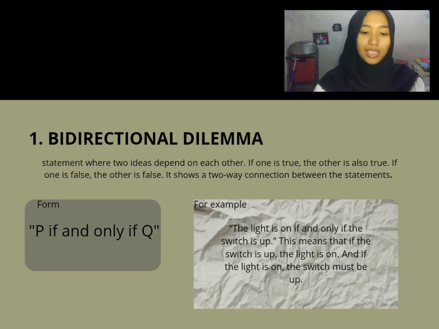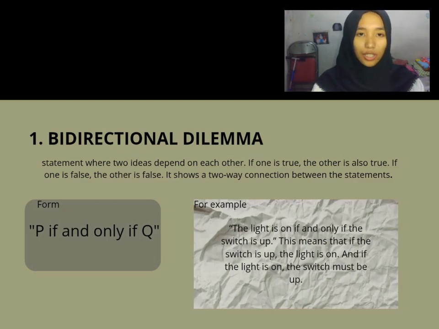Okay, first, bidirectional dilemma. Bidirectional dilemma is a logical statement where two ideas depend on each other. If one is true, the other is also true. If one is false, the other is false. It shows a two-way connection between the statements. The form of bidirectional dilemma is P if and only if Q.